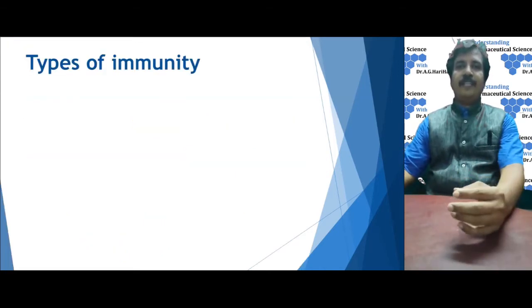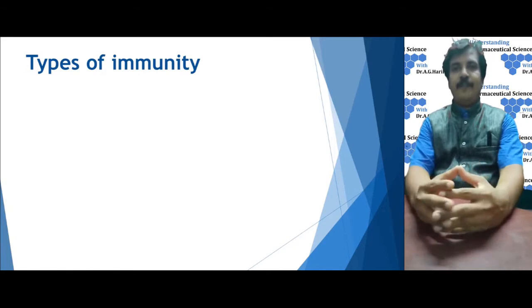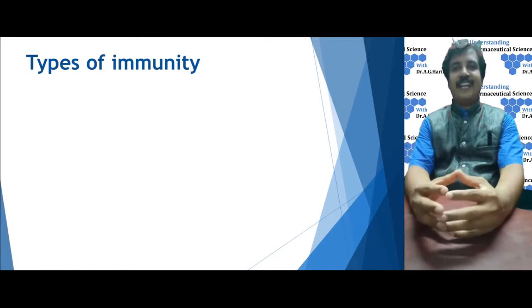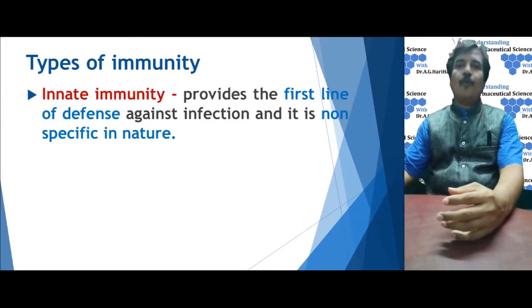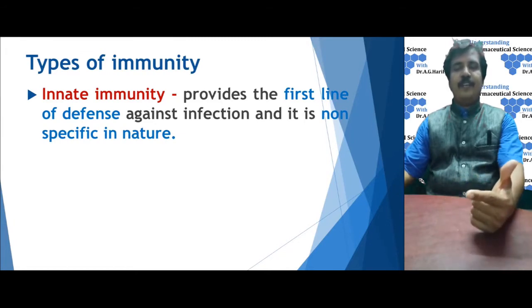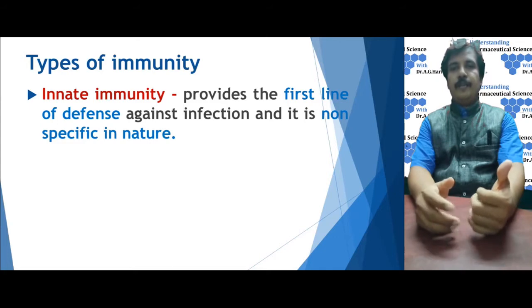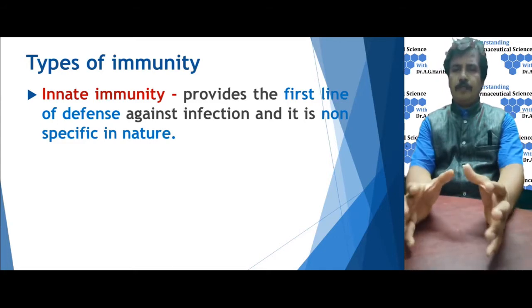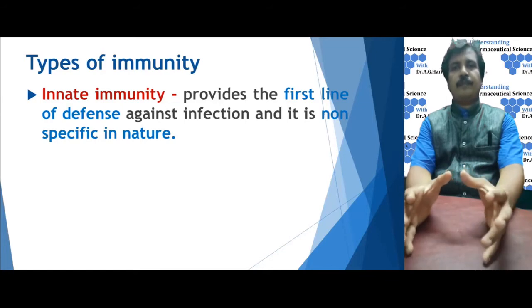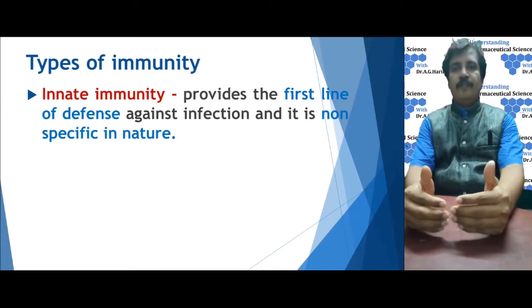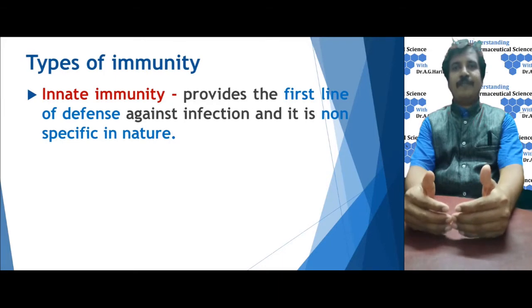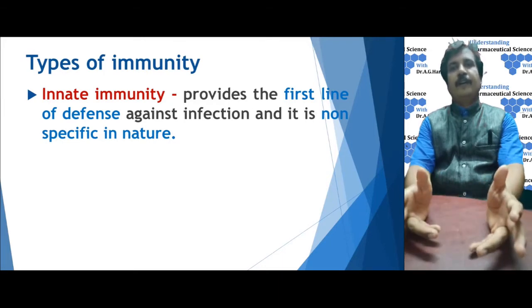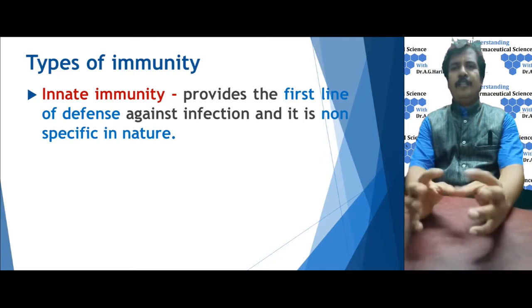Immunity is simply a state of defense mechanism against the foreign substance, that is an antigen. We can classify immunity into two types: one is innate immunity and second is adaptive immunity. Innate immunity provides the first line of defense against foreign substances. It is non-specific in nature. Whatever foreign substance enters your body will be stopped by this immune mechanism, then eliminated from our body non-specifically.